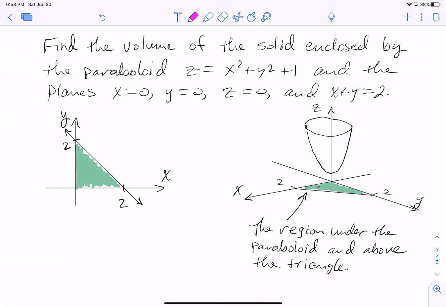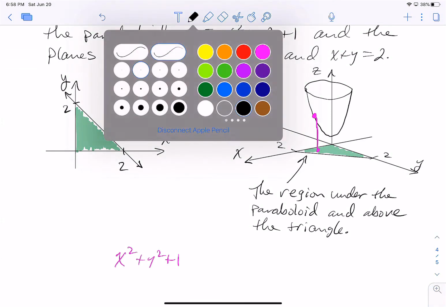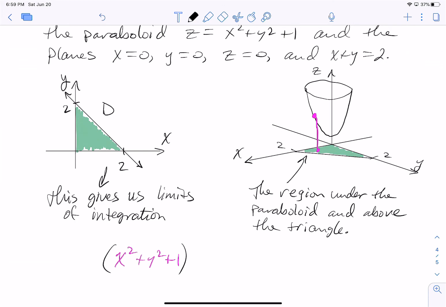The picture in R3 on the right gives us the height, or really our integrand. And our integrand is x squared plus y squared plus 1, technically minus 0 because the lower limit for z would be 0, but we'll just go ahead and leave that off because we don't technically need that. The region D in the xy plane is what gives us limits of integration. We have the choice of using dx dy or dy dx. I will go ahead and go with dy dx.